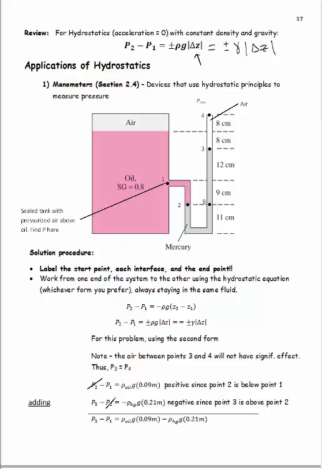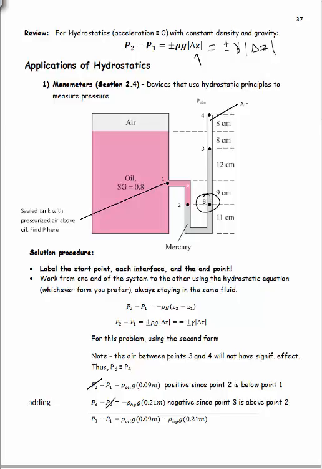Okay, and we've already gone through the solution procedure last time, but let's go through it again. Basically what you do is you label the start point where you want to find the pressure in this case, and every interface with different fluids. Okay. In actuality, this particular figure has a few extra points. This point, not needed.